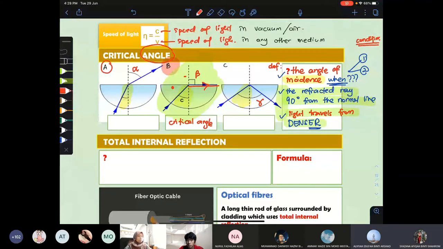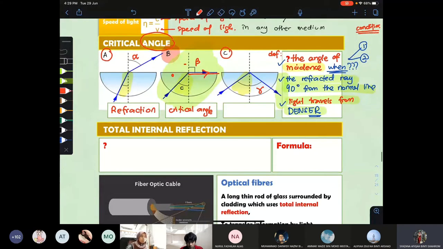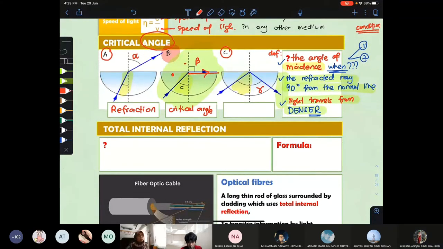Refraction to less dense. Refraction. Okay, this C is a phenomenon: total internal reflection, TIR. Okay. So what is total internal reflection?